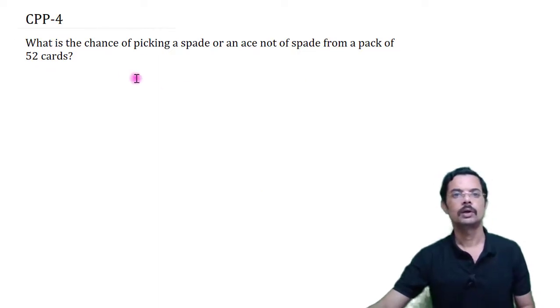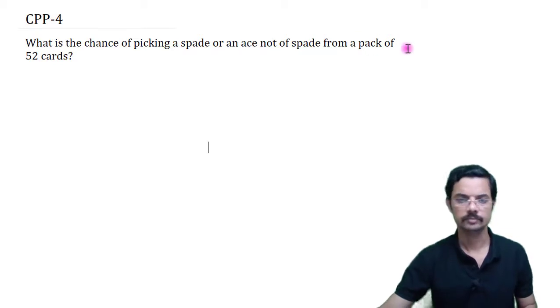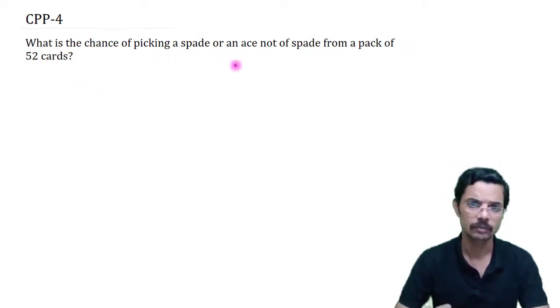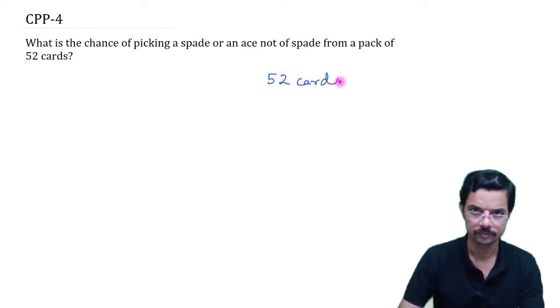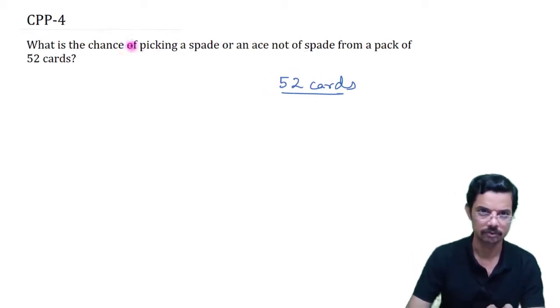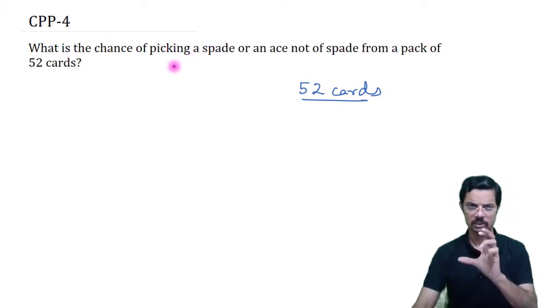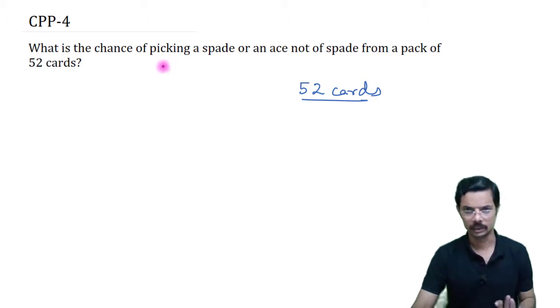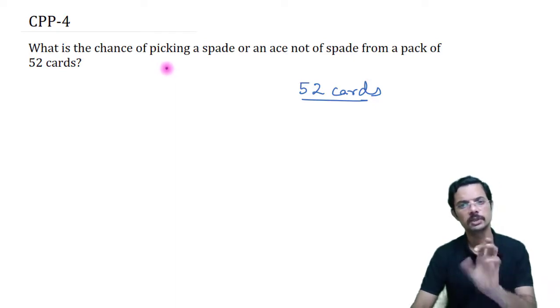Next question. What is the chance of picking a spade or an ace not of spade? First thing is we should understand what a card setup is. Here we have a pack of 52 cards. So the total number of outcomes is 52. We are picking one card from a pack of 52 cards, so the probability will be 1 by 52 for each card.